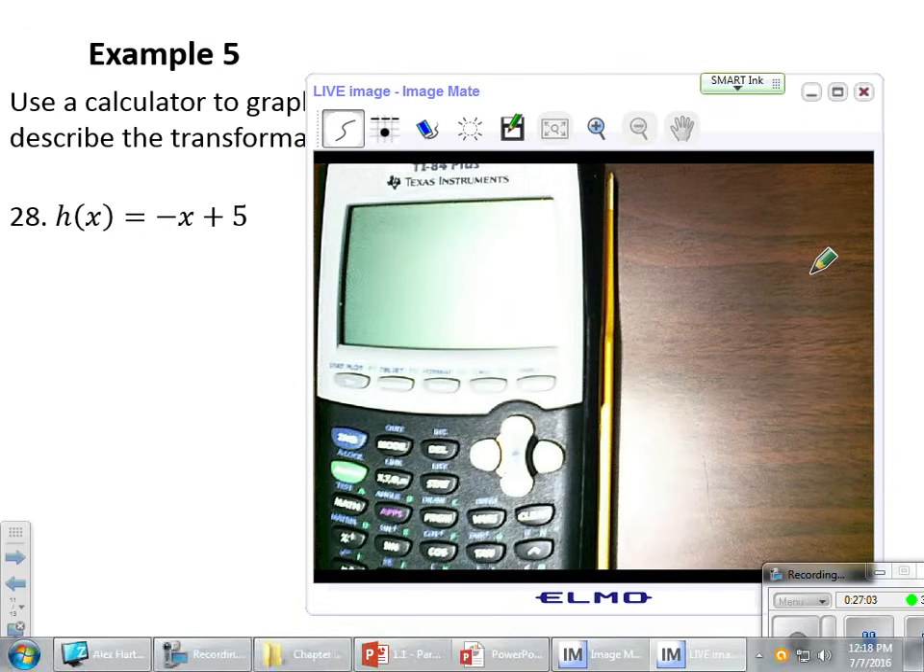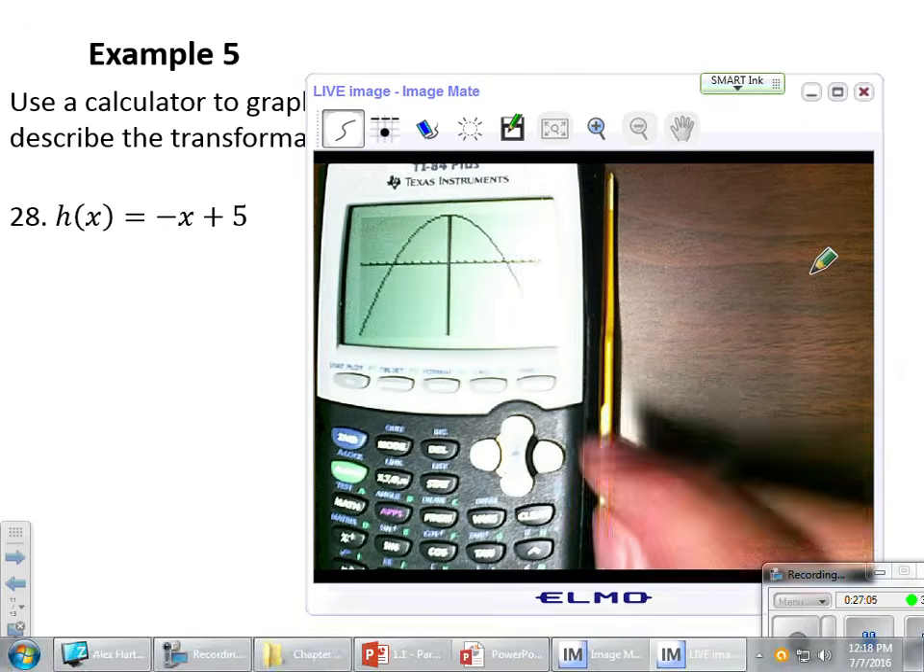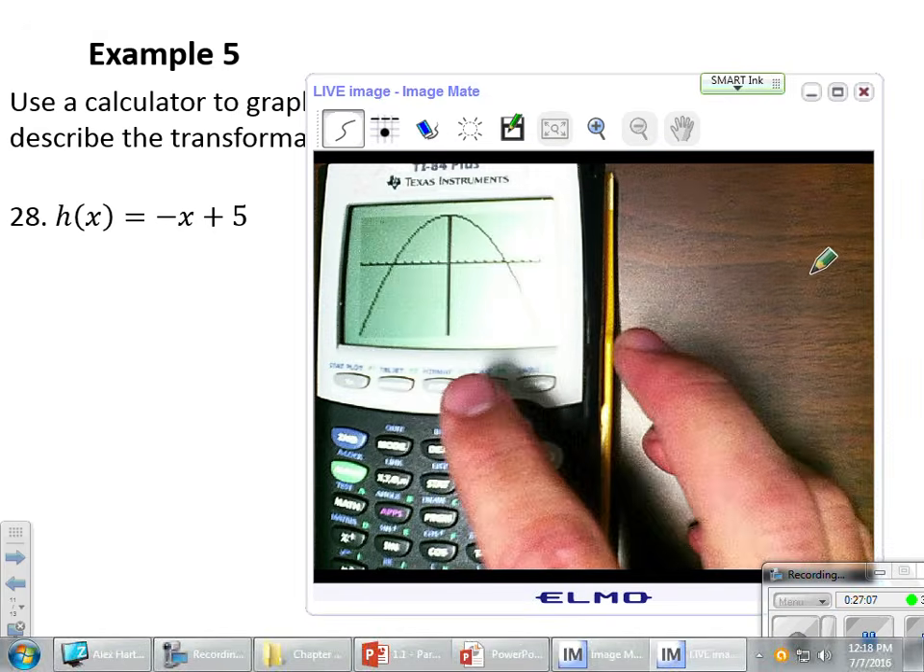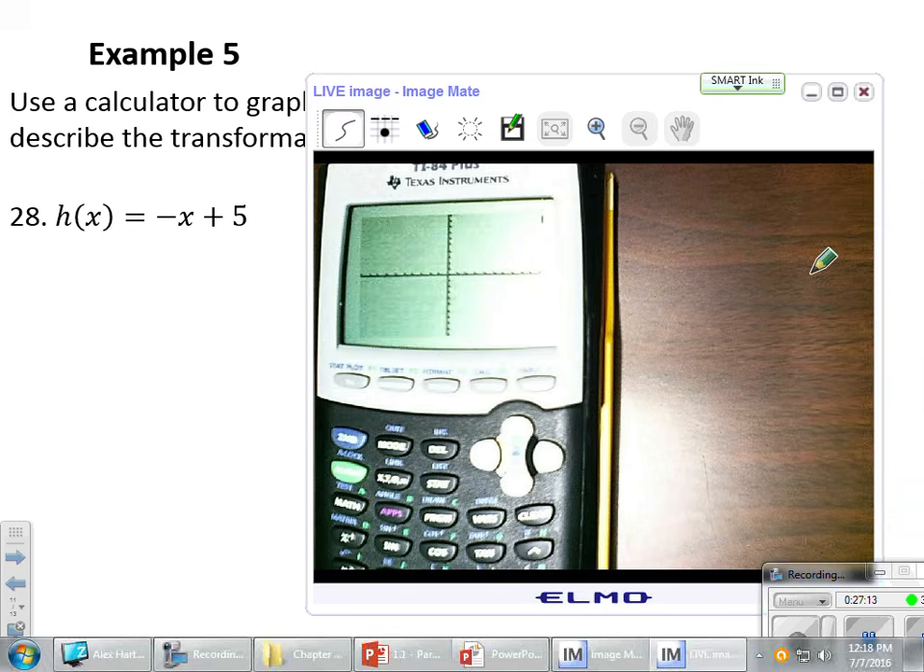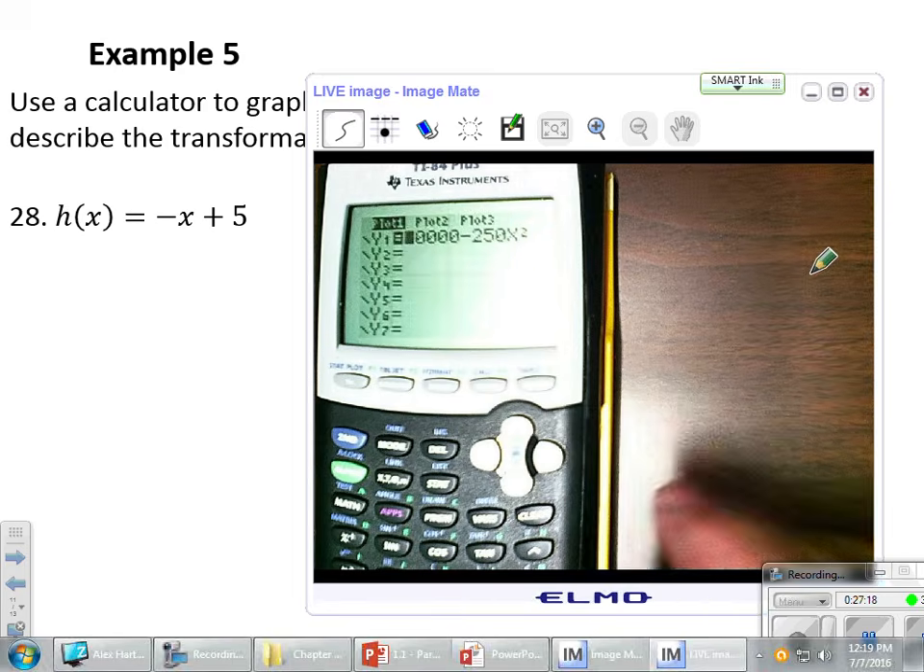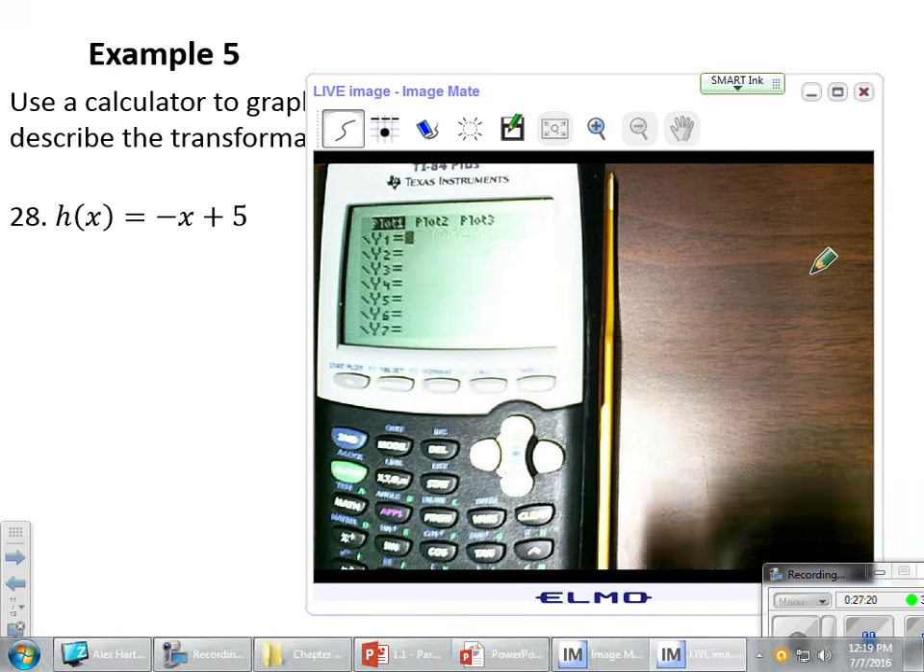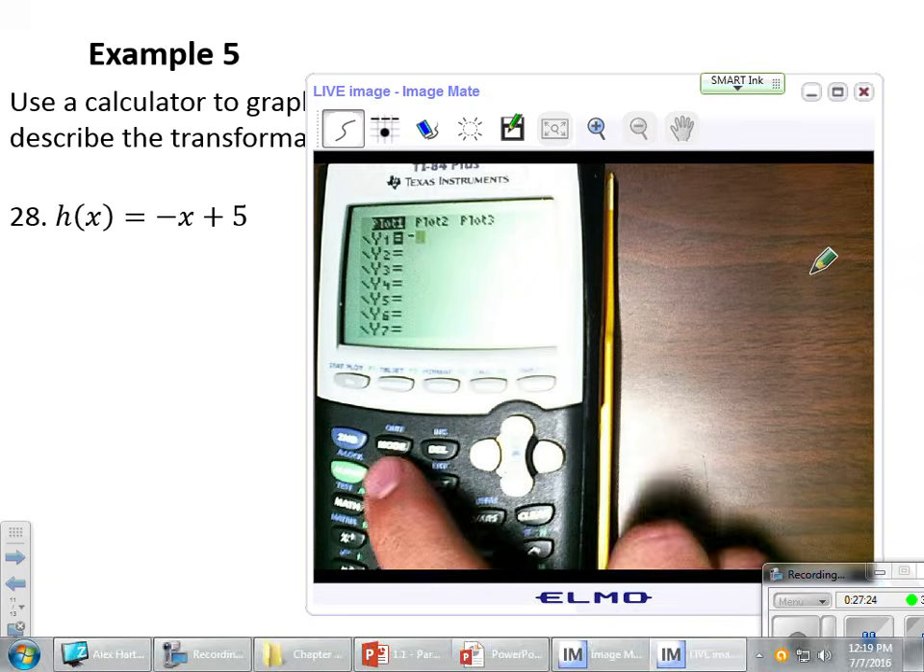-x plus 5 first. So first thing I'm going to do in this calculator is zoom, and then option 6, you can see it says Z standard. So I'm going to hit that, and it just takes me back to my normal viewing window. All right, now I'll go back to y equals and hit clear to get rid of the function that was there. The first function is -x plus 5.